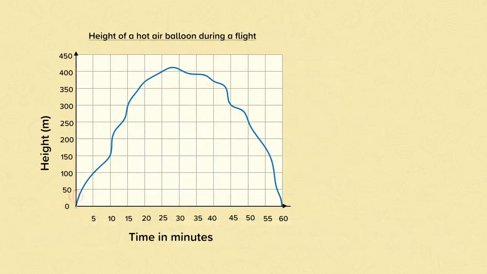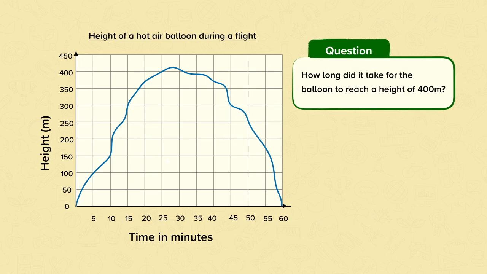Now let's look at 2 more questions. This graph shows the height of a hot air balloon during a flight. The first question is, how long did it take for the balloon to reach a height of 400 meters? To answer this, we must find 400 meters on the y-axis and move horizontally until we meet the line. Then, when we meet the line, we move vertically down until we get to the x-axis and we see 25. So this shows it took 25 minutes for the balloon to reach 400 meters.